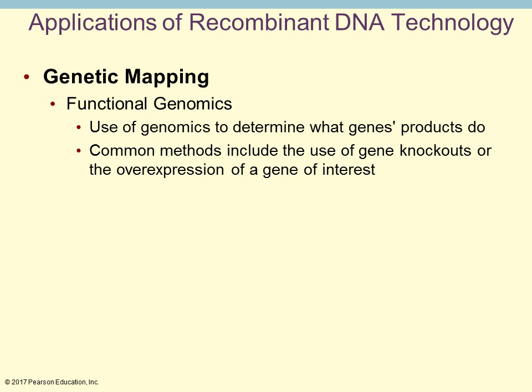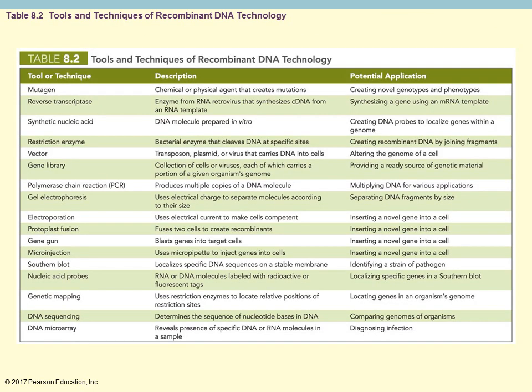Functional genomics uses genomics to determine what the gene products do. So great, you know that here's a base sequence. This is for gene A, but what does gene A do? And so along with this whole field of genetic mapping is trying to figure out where the genes are and what the products are. This is an example of some of the different tools or techniques that we have, and what the potential applications of them are.